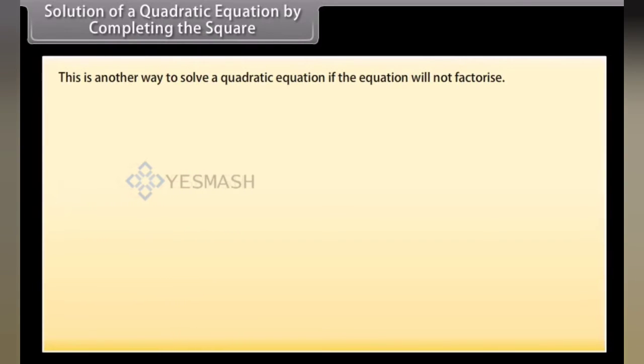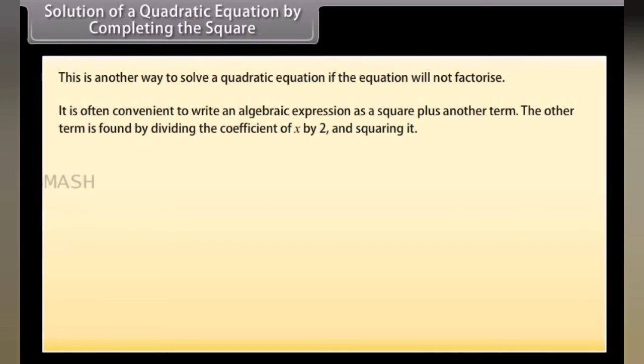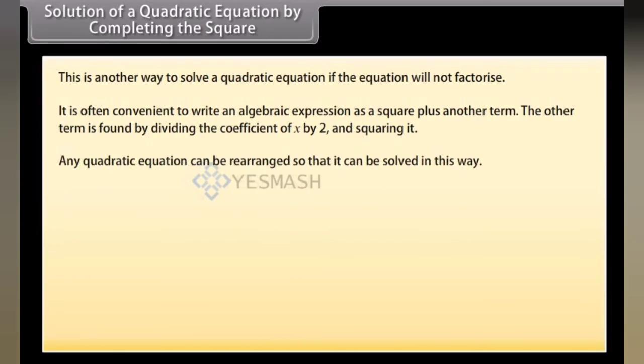Solution of a quadratic equation by completing the square. This is another way to solve a quadratic equation if the equation will not factorize. It is often convenient to write an algebraic expression as a square plus another term. The other term is found by dividing the coefficient of x by 2 and squaring it. Any quadratic equation can be rearranged so that it can be solved in this way. Have a look at this example.